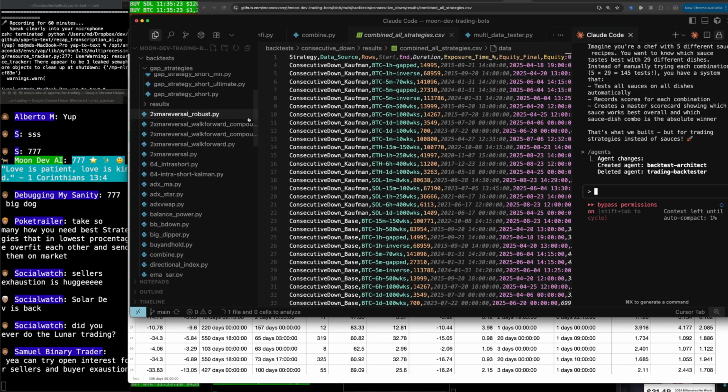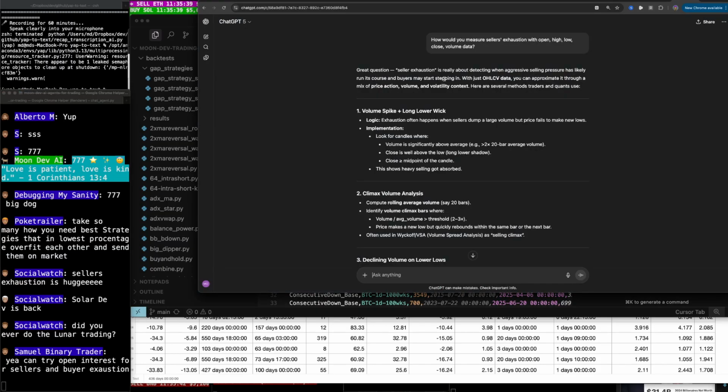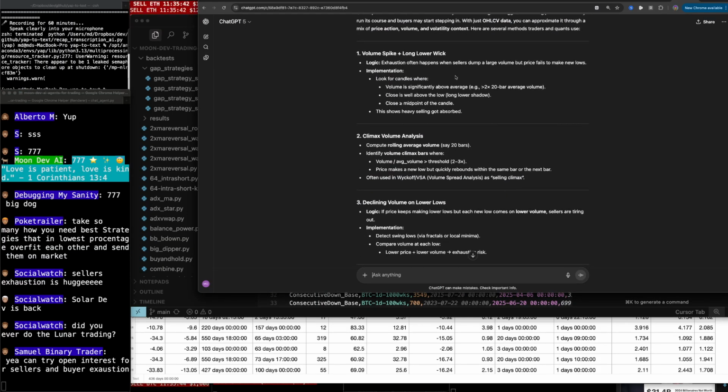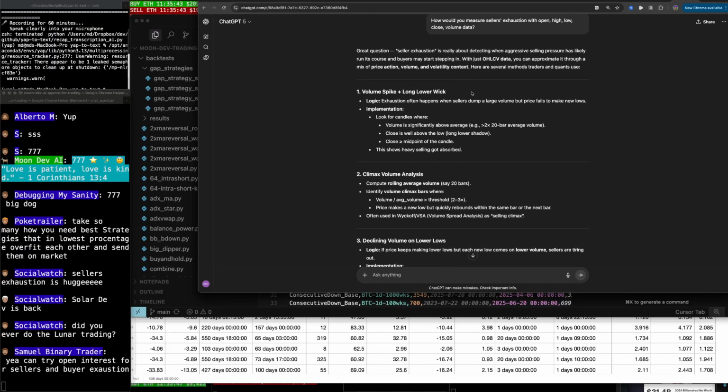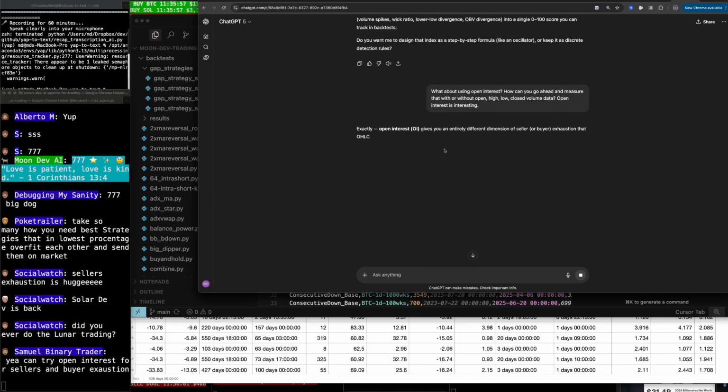Say exit here. Okay, so I want to go ahead and, yeah, you can try open interest for sellers and buyers exhaustion. Okay, open interest. That's a good idea. Volume spike, climax. What about using open interest? How can you measure that with or without open high low close volume data? Open interest is interesting. That's interesting, dude. Thank you.